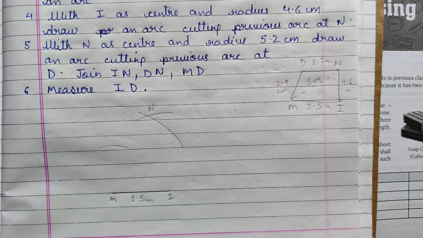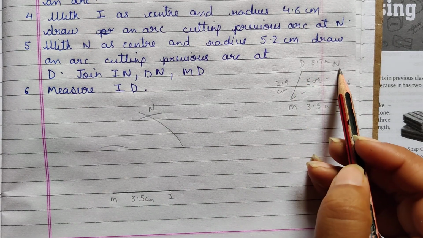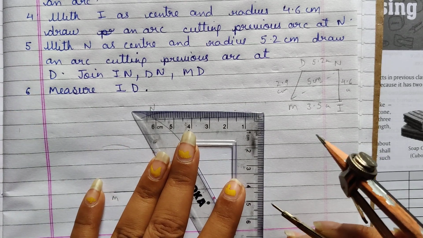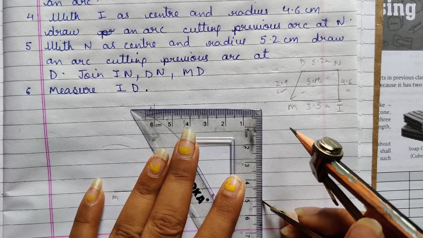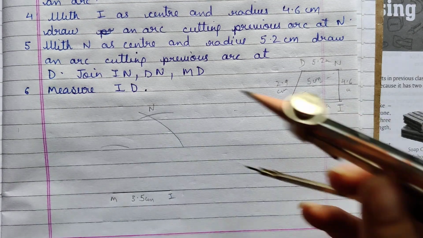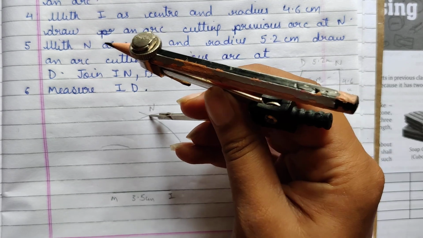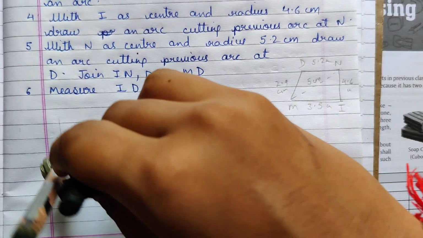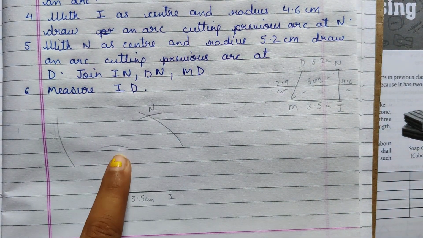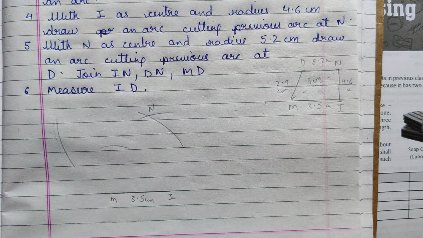Now the distance between D and N is 5.2 centimeter, so we'll take a radius of 5.2 centimeter on our compass and keep N as center and draw an arc. Now again the same thing is happening. We have drawn the arc but it is not cutting the previously drawn arc.